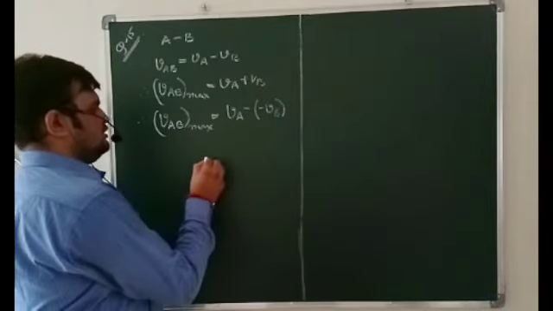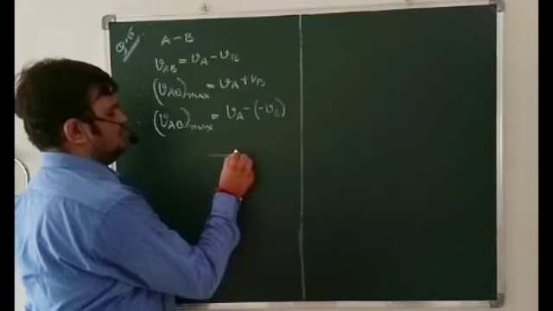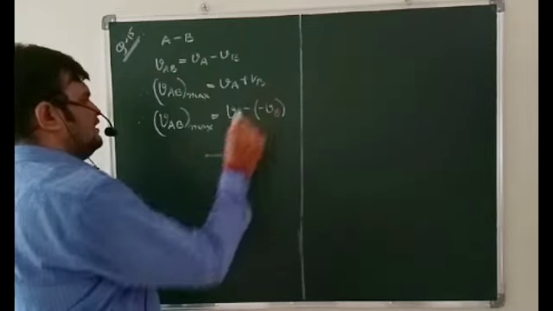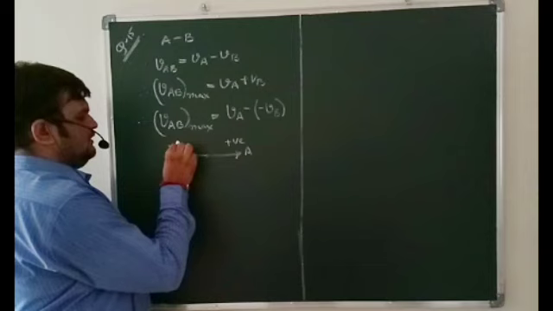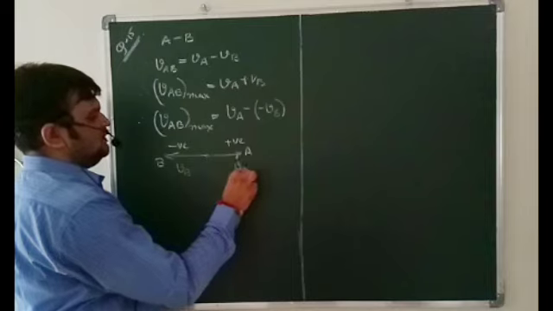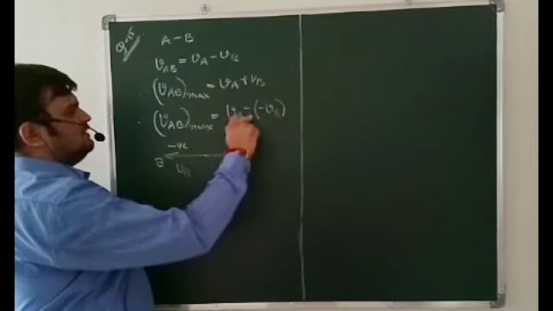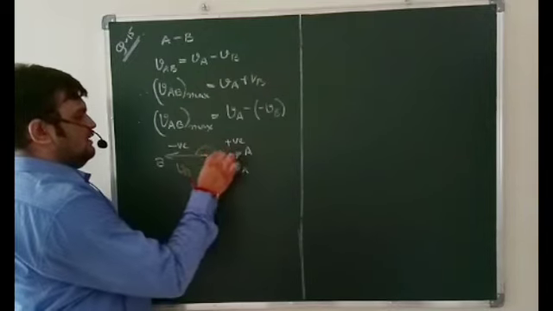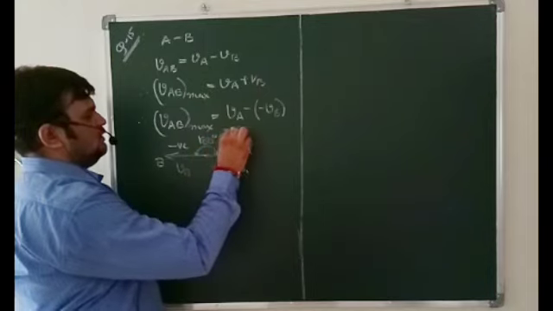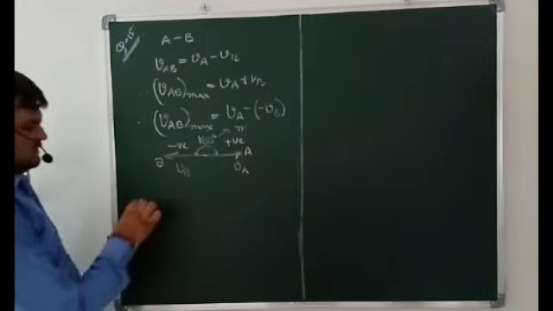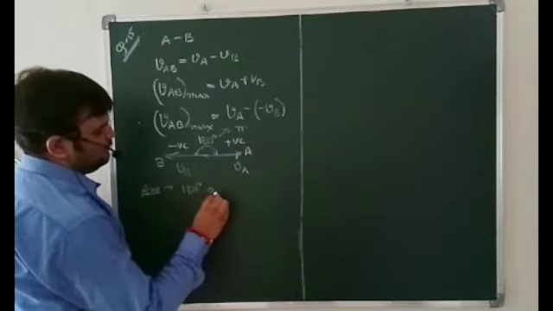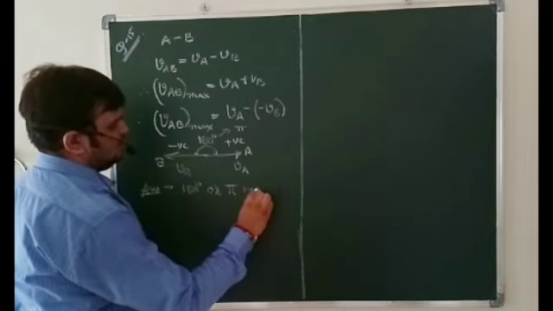So from this expression, particle A is moving in positive x direction and particle B is moving in negative x direction. So here VB and VA, so VA minus VB. So the angle between both the particles, that is 180 degree or pi radian. So our answer is 180 degree or pi radian.